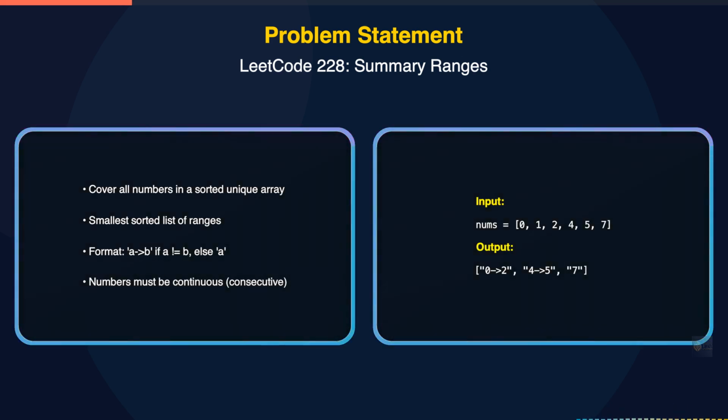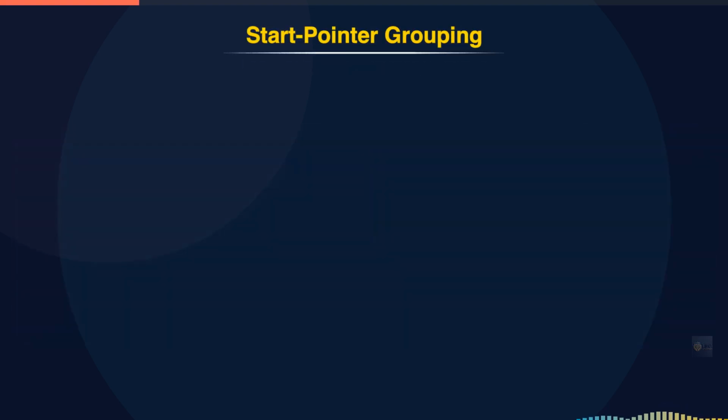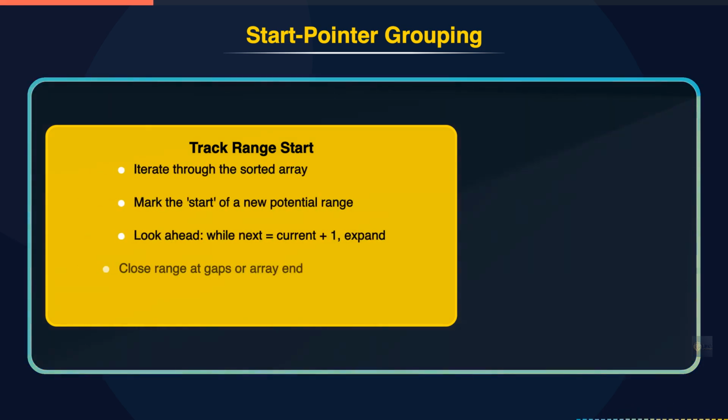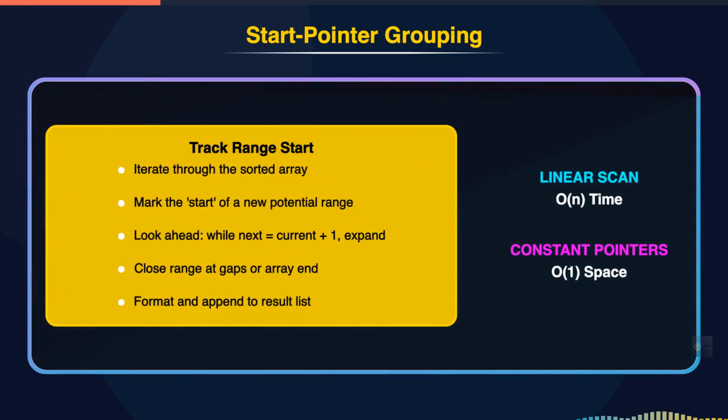We'll use a simple single-pass approach with a start pointer. As we iterate through the array, we check if the current number is exactly one more than the previous one. If it is, the range continues. If it isn't, we've hit a gap. We format the range we just finished, either as a single number or a start-to-end string, add it to our result, and reset our start pointer to the new number. We repeat this until we reach the end of the array.